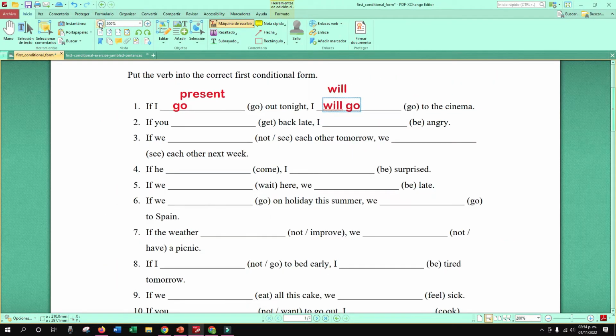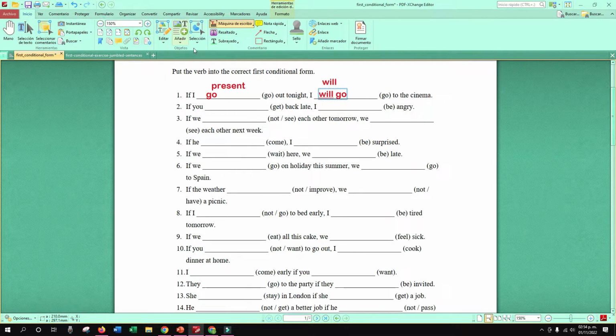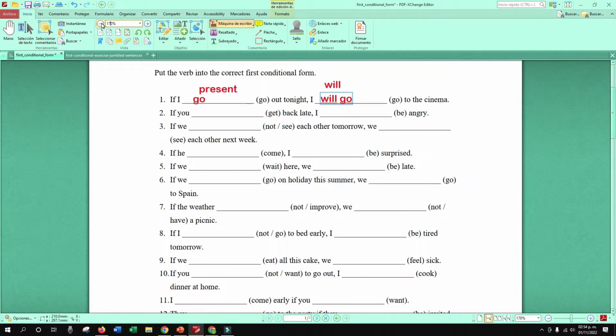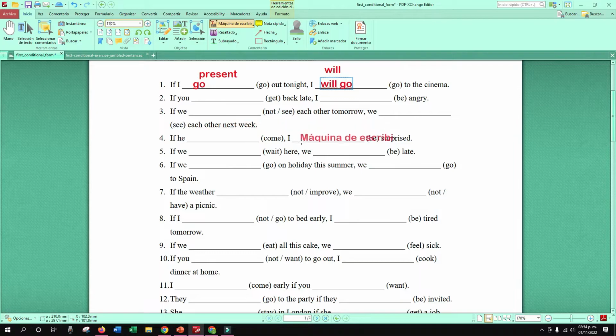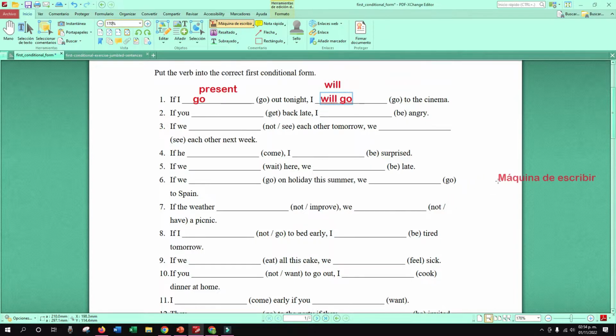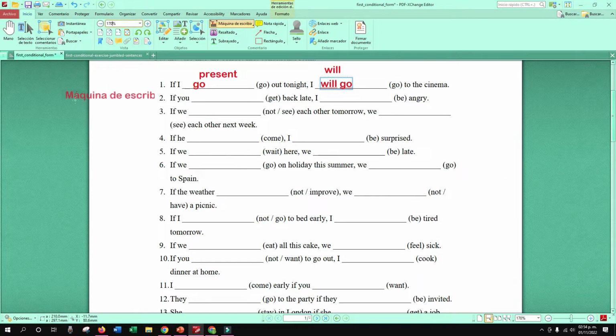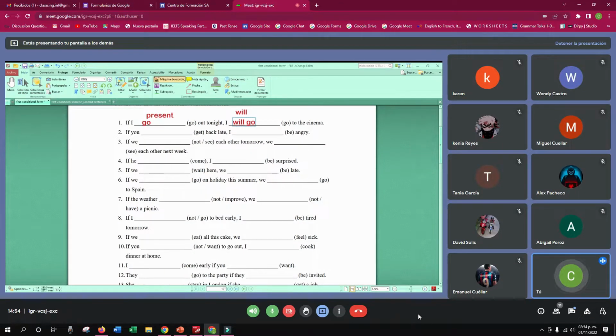So, I want you to complete these sentences. I'm going to do it until this one, number 12. Okay, there you have it. If you, there you have get, then be, right? So, I want you to work on these sentences, guys. And if you have questions, just raise your hand and I will help you, okay? So, work on those 12 sentences, okay?